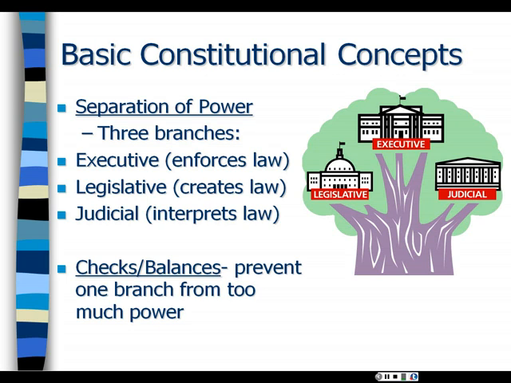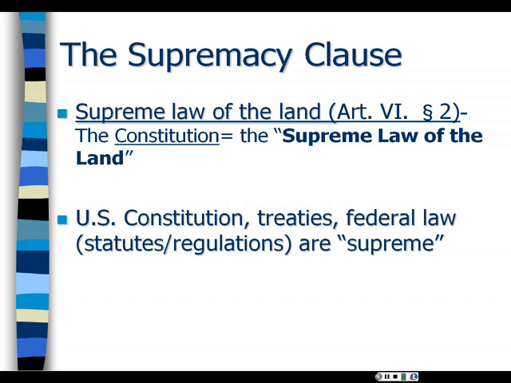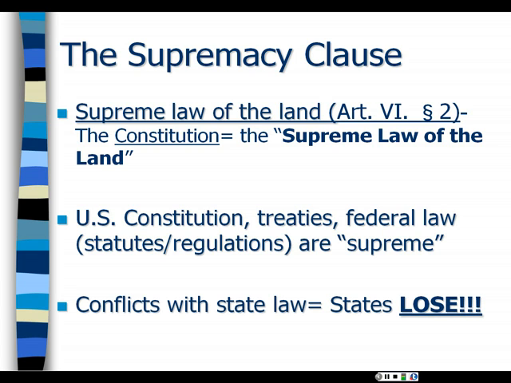Okay, the next step here is the Supremacy Clause. The Supremacy Clause is set forth in Article 6, Section 2 of the Constitution, and it spells out the fact that the Constitution, federal law, and treaties are the supreme law of the land. What that basically means is that whenever there's a conflict between state law and federal law, the states will lose.